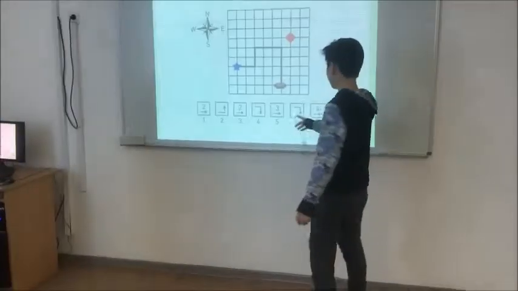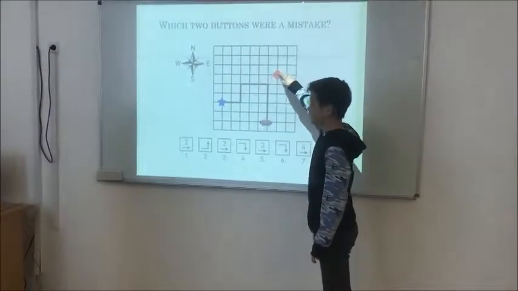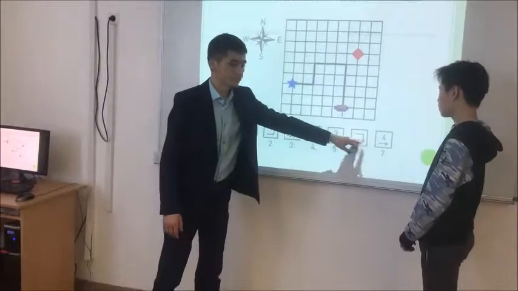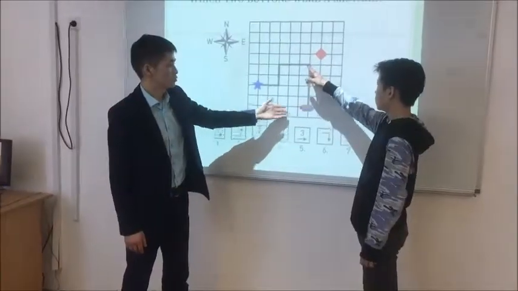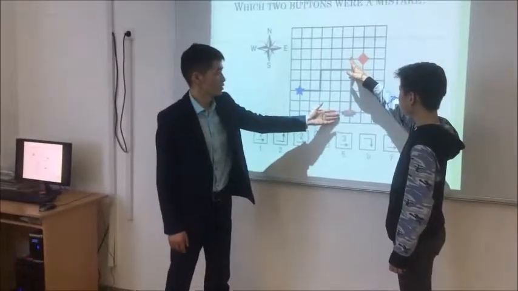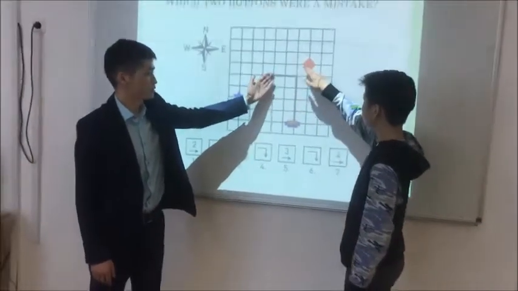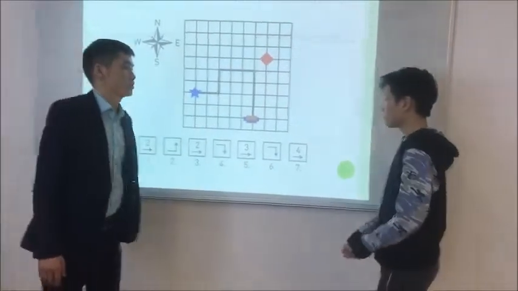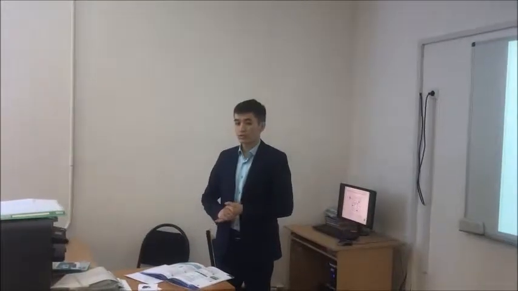Mistake is 6 and 7 because Janibek did mistake. Yes. What should Janibek do? Turn right, turn left, and turn forward. Yes. Yes. Thank you. Yernar, please sit down.